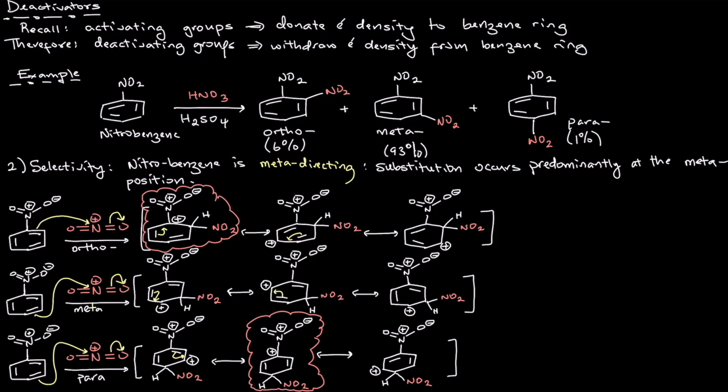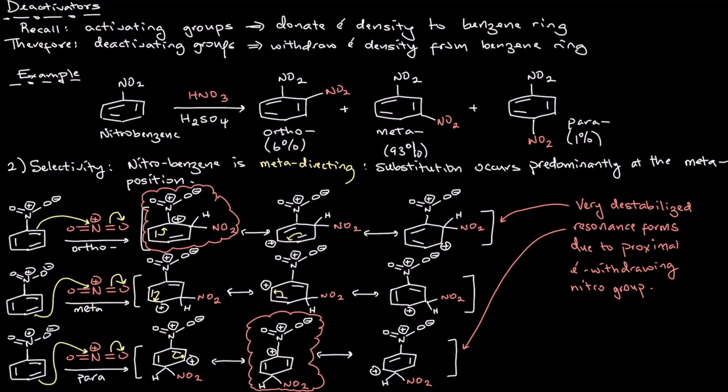Note that in no resonance form, when you're drawing the sigma complex into the meta product, do you have that positive charge placed directly at the carbon bearing that nitrogen. And so the sigma complexes leading to the ortho and the para products are actually very destabilized due to the proximal electron withdrawing group that is next to that positively charged carbon.